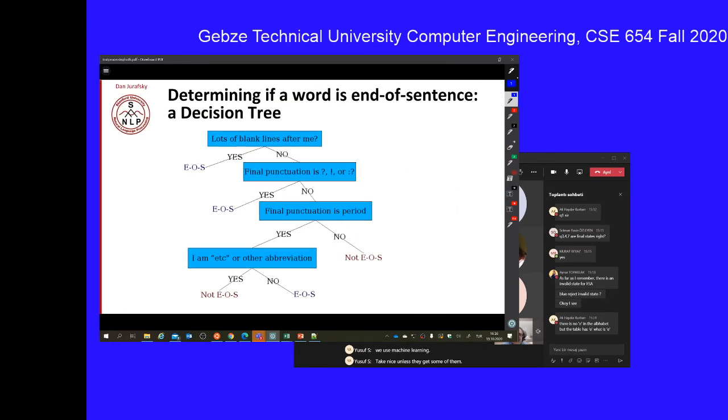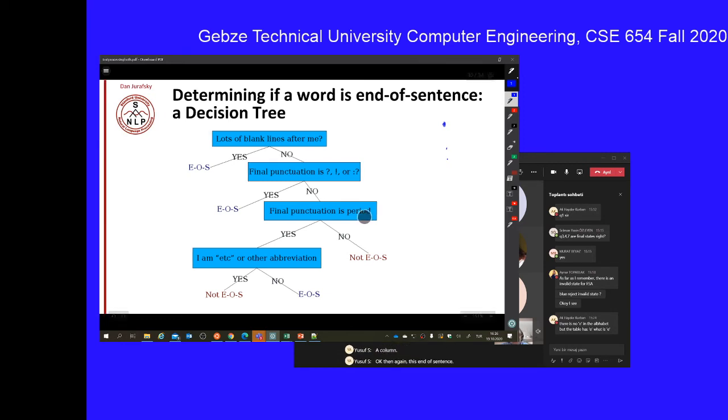This is one decision tree, a hand-built decision tree. Okay. Let's say it's a dot. I found a dot, and I'm asking this question. Are there lots of blank lines after me? If there are some blank lines, then this is end of sentence. If final punctuation is question mark, exclamation mark, or colon, okay, then again it's end of sentence.